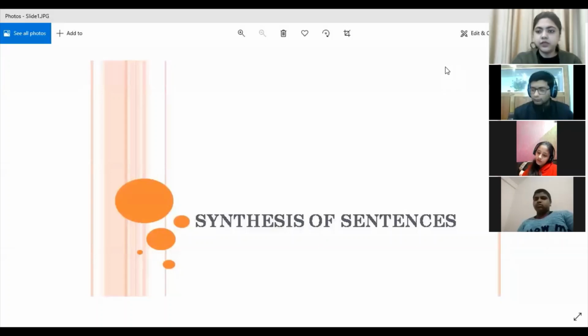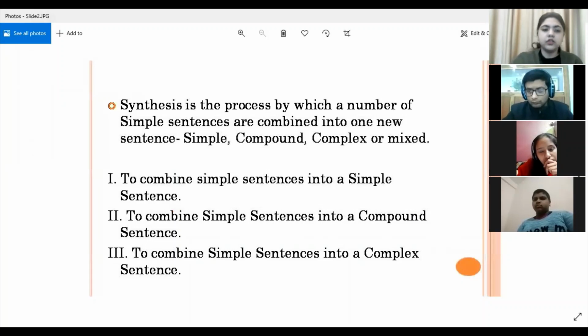So the chapter which we are going to do today is synthesis of sentences, and this is the last chapter of your test syllabus. So let us understand what is synthesis. Synthesis is the process by which a number of simple sentences are combined into one new sentence, and that new sentence can be a simple sentence, a compound sentence, or a complex sentence, or it can be a mixture of all the three.